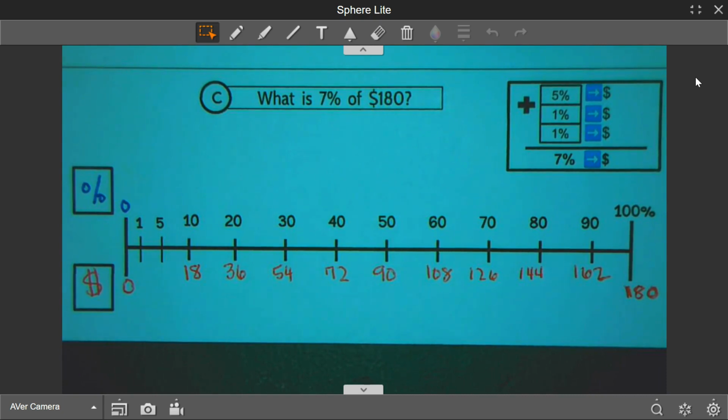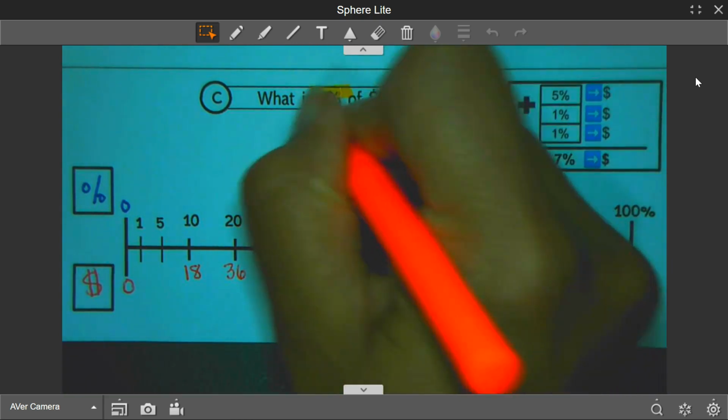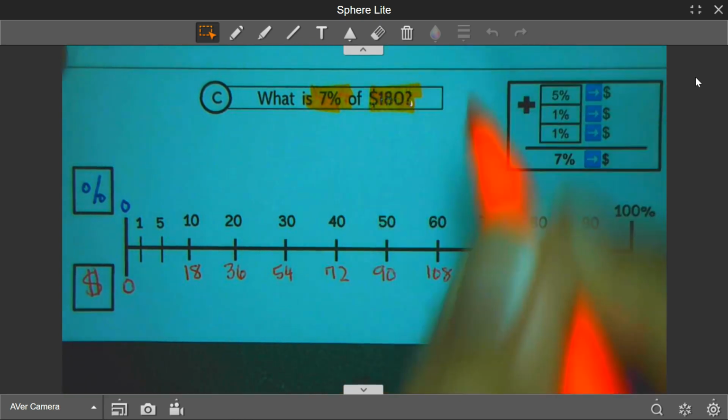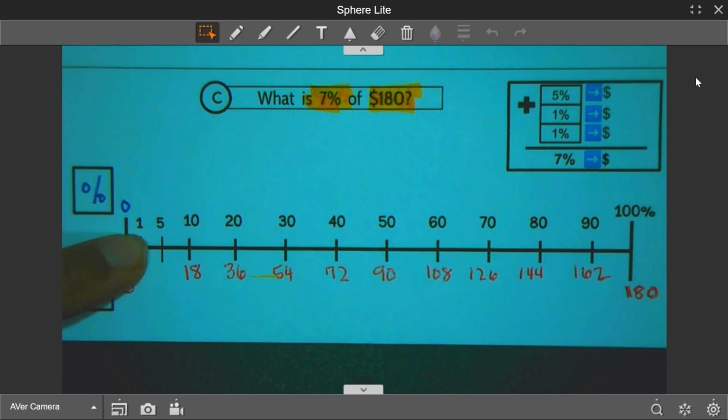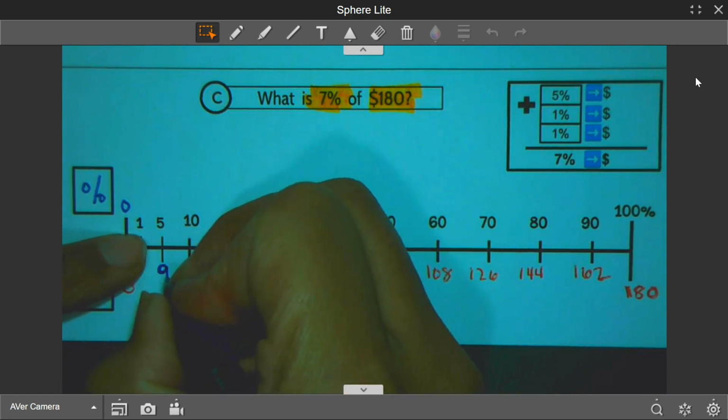Okay, so now let's calculate 7% of 180. So 7% is, that's less than 10. So that's less than $18. So I didn't even need to fill in all these other numbers. So let's calculate 5%. 5% is half of 10, so half of 18 is $9. All right.